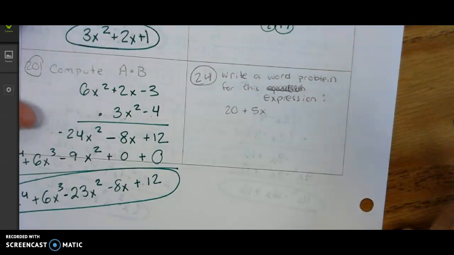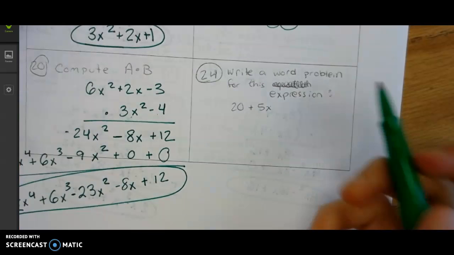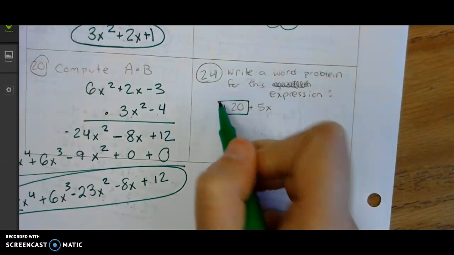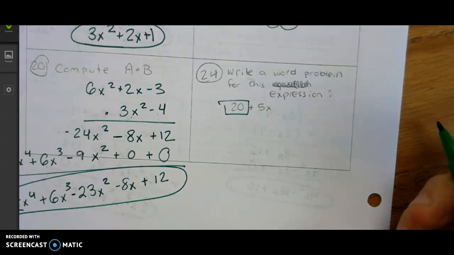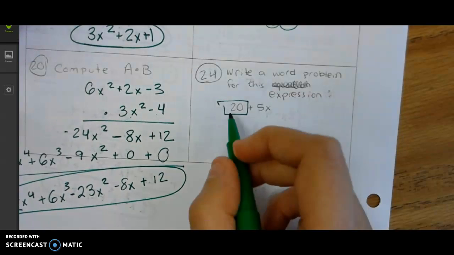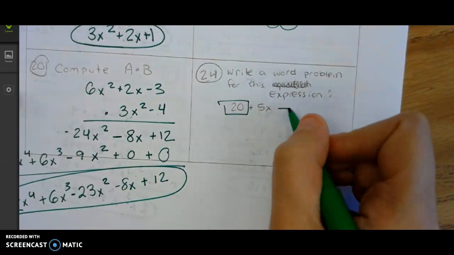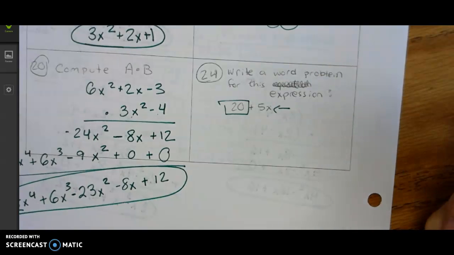24. Write a word problem for this expression. So you can come up with anything here. I'm just going to mention some things. Whatever it is, $20 is not changing, or 20 is not changing. So you could do elevation, you could do money, whatever it is, you start at 20. And then you get 5 for whatever you call x. So you're going to have to think of something for x.